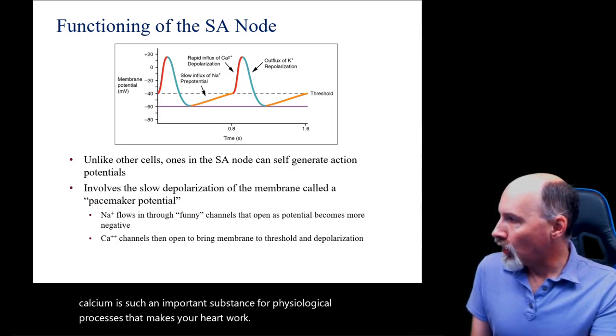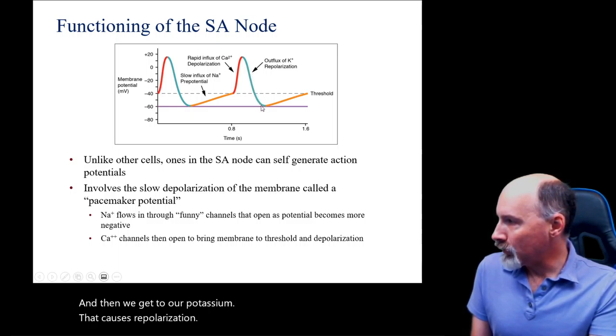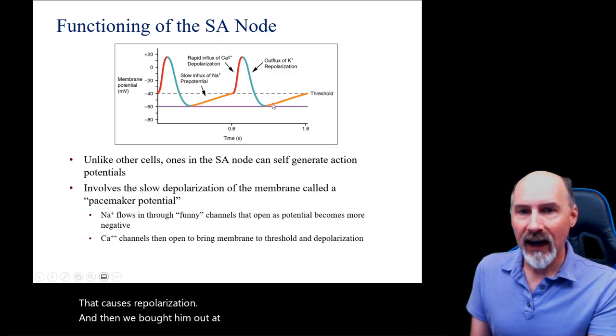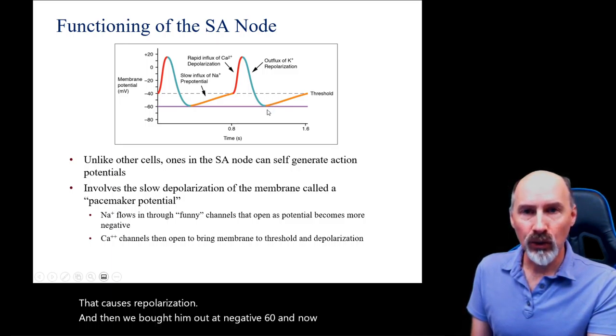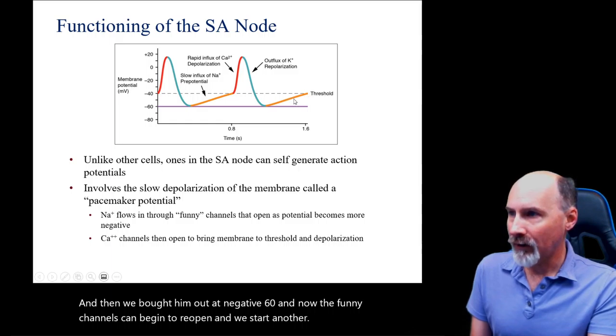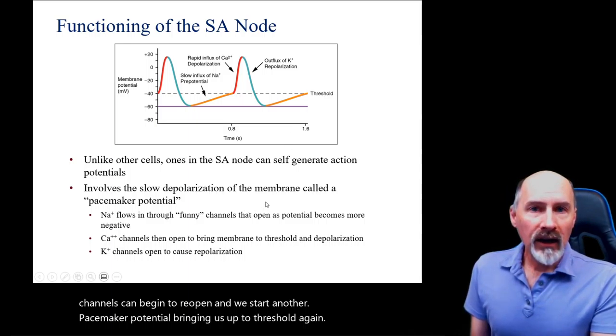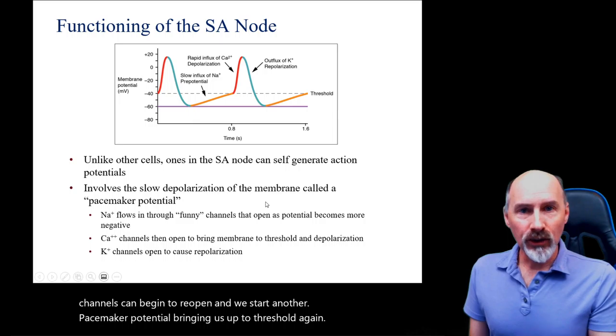Right. And then we get to our potassium, and that causes repolarization. And then we bottom out at negative 60, and now the funny channels can begin to reopen, and we start another pacemaker potential, bringing us up to threshold again. All right. So this just continuously cycles.